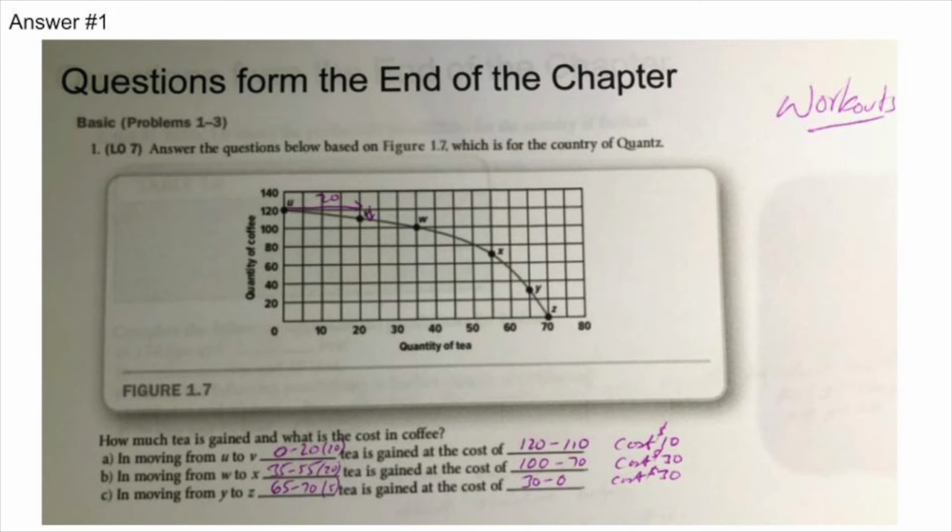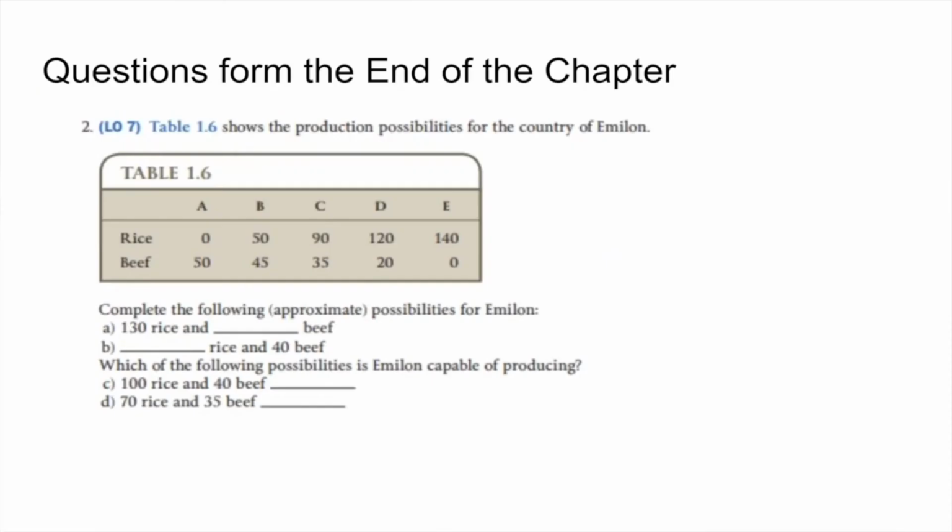So we see that the cost of moving to more T is increasingly eating away at the amount of coffee that we can produce, and at a greater rate. In moving from Y to Z, what did we get? We went from about 65 to 70, so that's a 5 increase in T. But what is the cost? Well, our coffee production dropped from 30 down to 0. So we had a 5 increase in T at a cost of 30. Let's take a look at the next one.